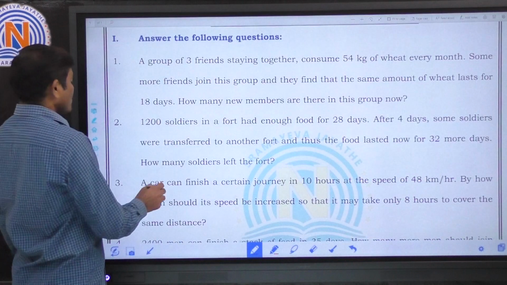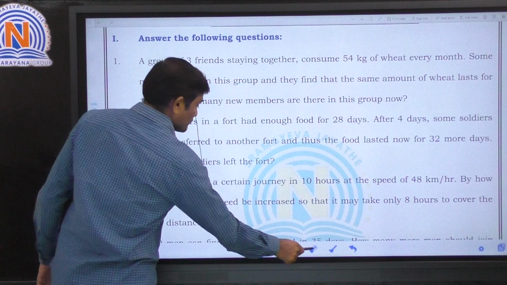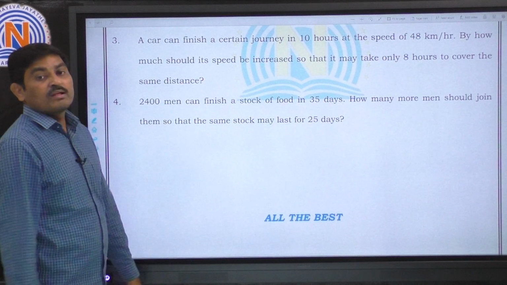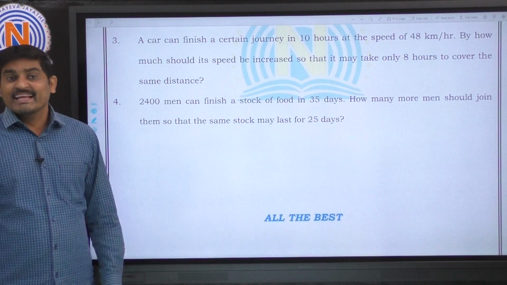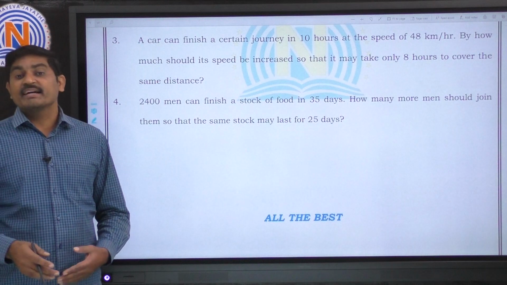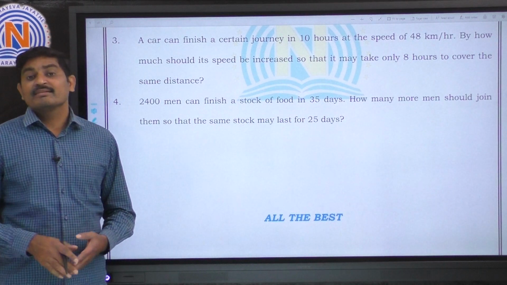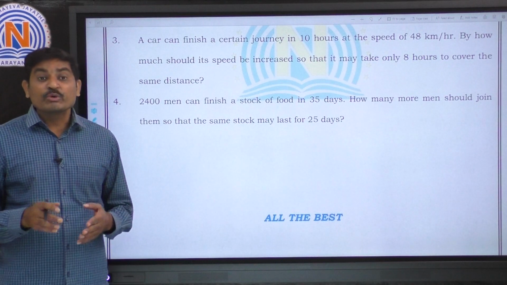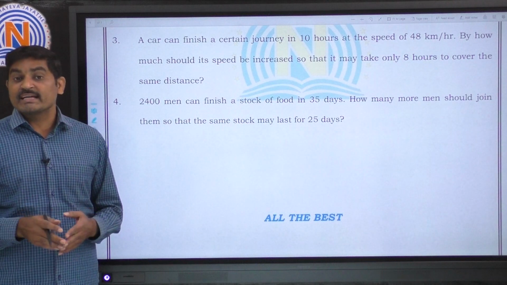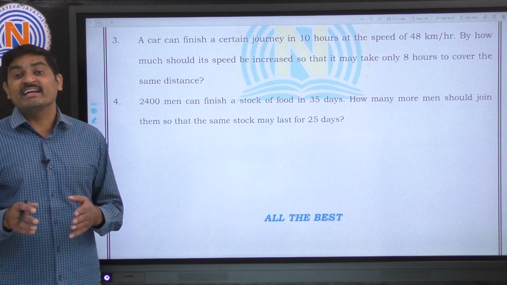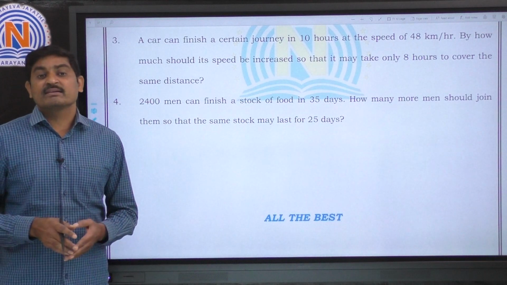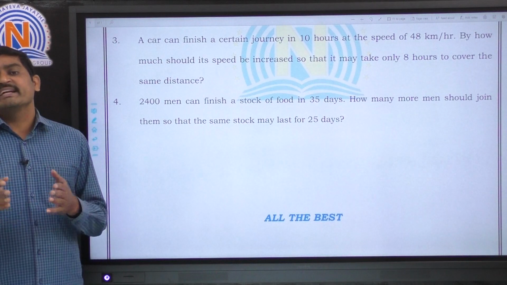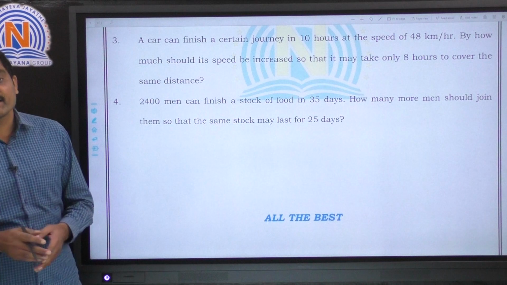Okay, let us move on to the third one. A car can finish a certain journey in 10 hours at a speed of 48 km per hour. Here time and speed are given. By how much should its speed be increased so that it takes only 8 hours to cover the same distance? So first, the journey is completed in 10 hours with speed 48 km per hour.